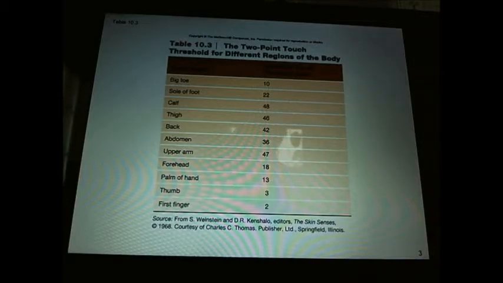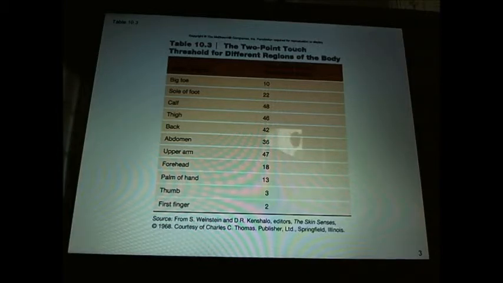So when you move that caliper down to below 10 millimeters on the big toe, that still feels as if only 1 point is touching you. However, you would have to get it down below 2 millimeters on the first finger to get that same 1 point feeling. Conversely, you look at the upper arm or the thigh or the back, those are at 40 to 50 millimeters. So you don't need a lot of sensation or differentiation there. So, there's not nearly as many sensors.